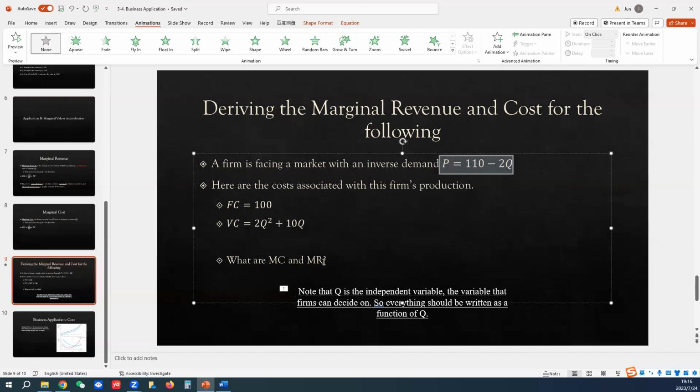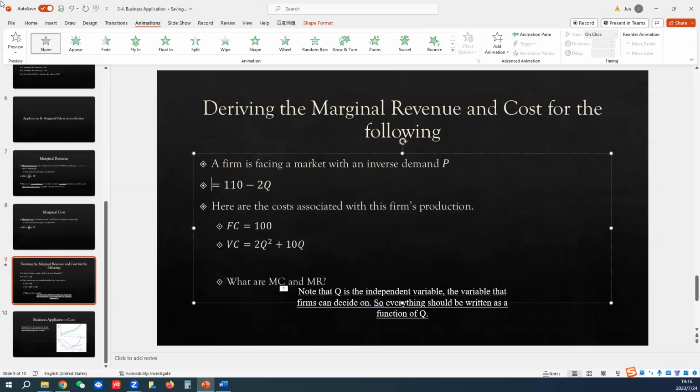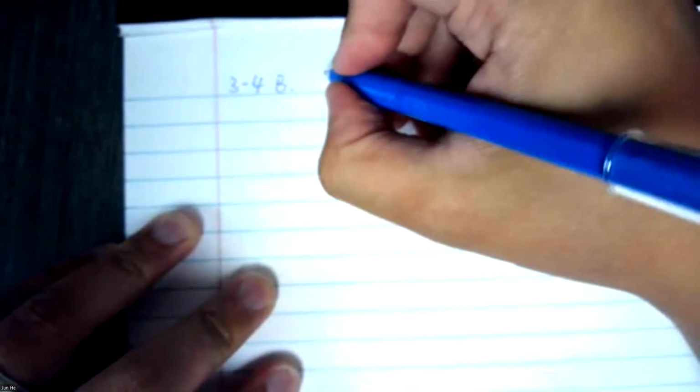So what are the marginal cost and marginal revenue? In order to calculate that, let me quickly switch to my document camera again. So here is 3 to 4b, marginal values.